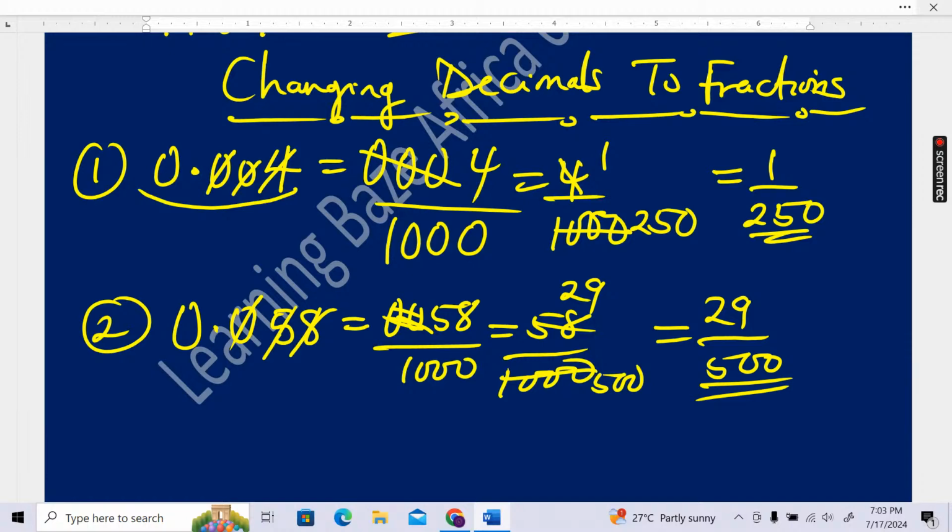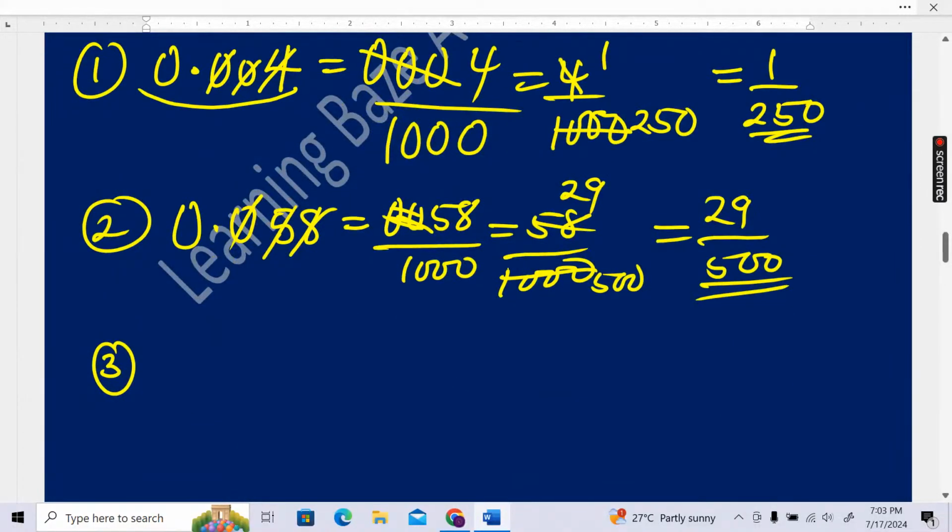This is how to change decimals to fractions. Now let's change 1.2 to a fraction.